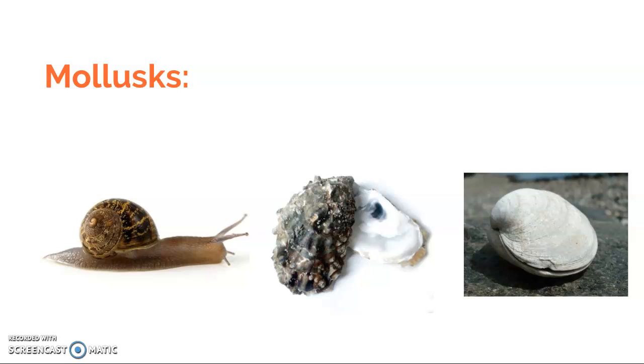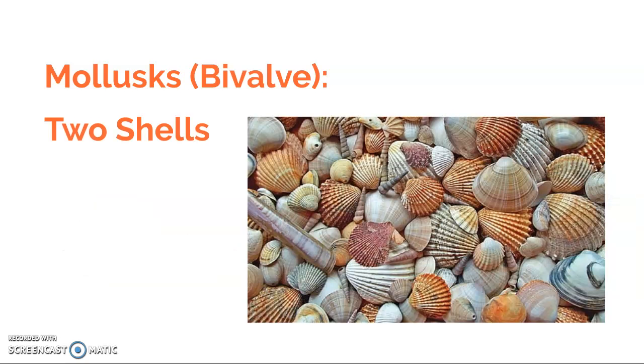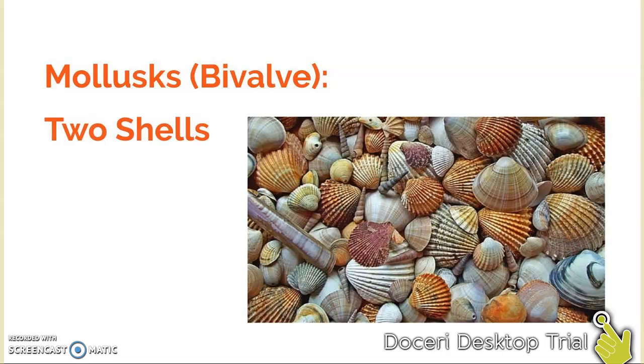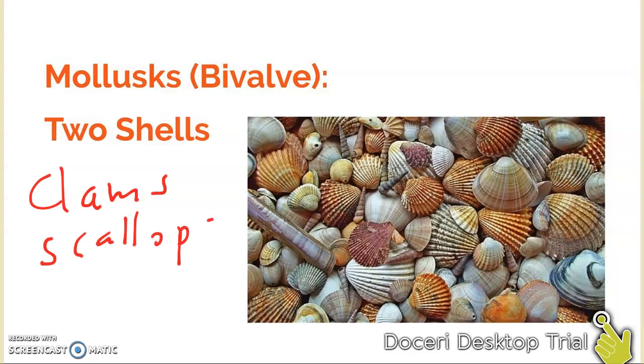Moving on to mollusks. Mollusks are animals that have soft bodies and mantles, special parts of their body that sometimes form a shell. Snails, oysters, clams, those are all mollusks. They have shells that protect their soft bodies. Some mollusks with shells are called bivalve. They have 2 shells. For example, some bivalve examples would be clams, scallops, maybe you've eaten some of these before, and oysters. These are examples of bivalve mollusks.